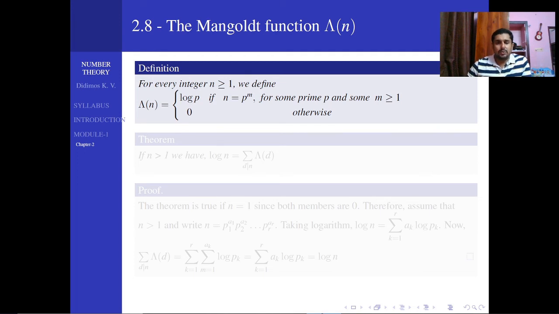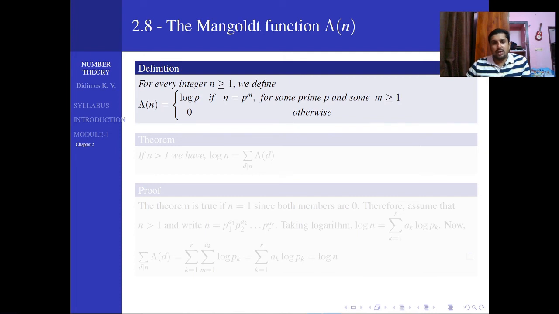In section 2.8, we will see a new arithmetical function called the Mangoldt function. It is denoted by capital lambda of n. The definition is very simple. If n is equal to p raised to m for some prime number p and some m greater than or equal to 1, then the value at that n is log p under this Mangoldt function. In all other cases, the value is 0.